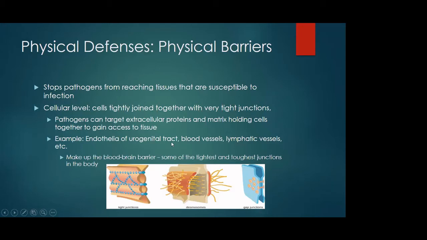Here are some pictures of junctions here. We're not really going to get into it. I'm assuming you guys cover this in A&P anyway, but there are different kinds of junctions. The key here is that in order to get into tissue, pathogens have to get through the extracellular matrix holding the cells together and through those junctions.